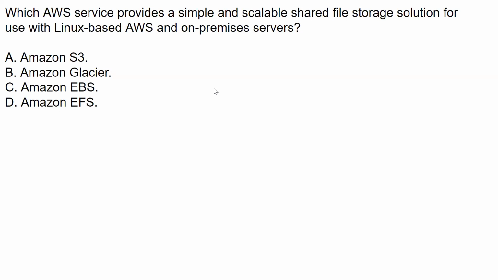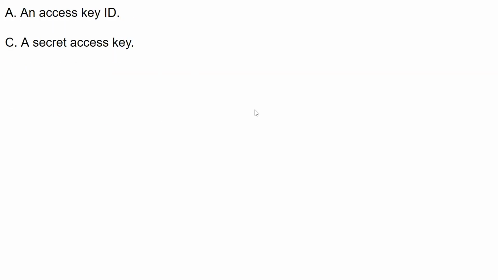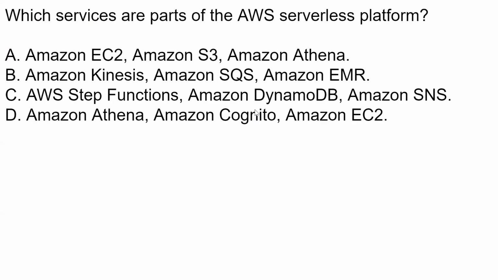Okay, which AWS service provides a simple and scalable shared file storage solution for use with Linux-based AWS and on-premises servers? S3, Glacier, EBS, EFS. EFS. What credential components are required to gain programmatic access to an AWS account? Access key ID, primary key, secret access key, user ID, secondary key. Access key ID, secret access key, yep.